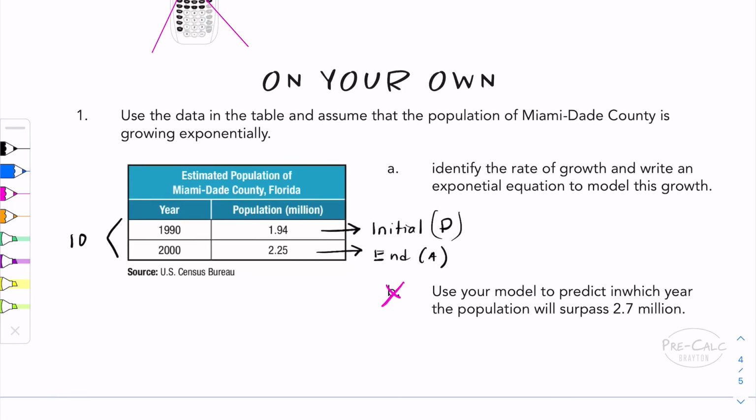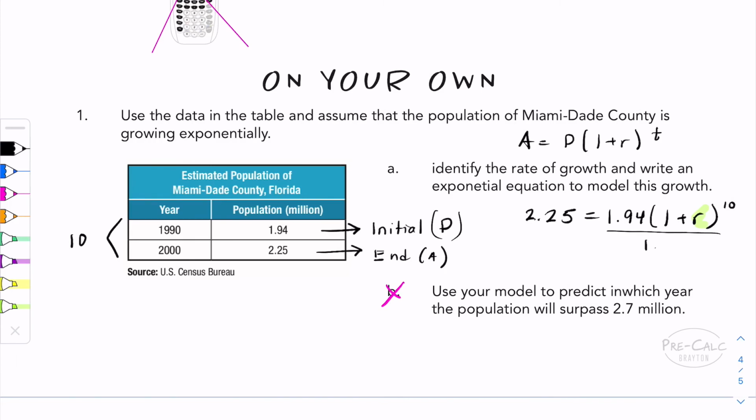So I'm going to substitute in everything I know into the equation A equals P multiplied by 1 plus r raised to the power of t. I can substitute in the fact that we have our ending amount at 2.25. This is equal to 1.94 multiplied by the value of 1 plus the rate that we're looking for, raised to the power of 10. Divide both sides by 1.94. We have 1.15979 is equal to 1 plus r raised to the power of 10.